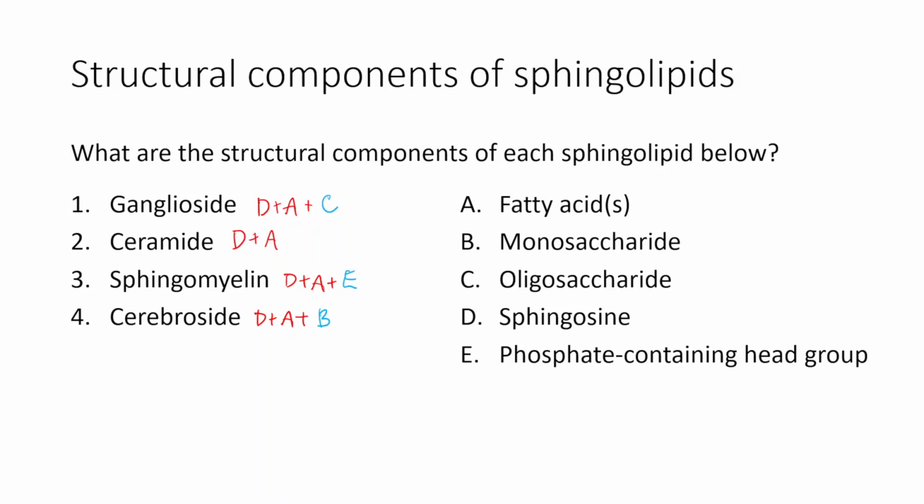I know these names can be a lot or kind of confusing. One trick that might help you is the 2 that end in side both have sugars. Other than that, you just have to know what they're made of. Ceramide's the smallest one, and the other ones are built from there.